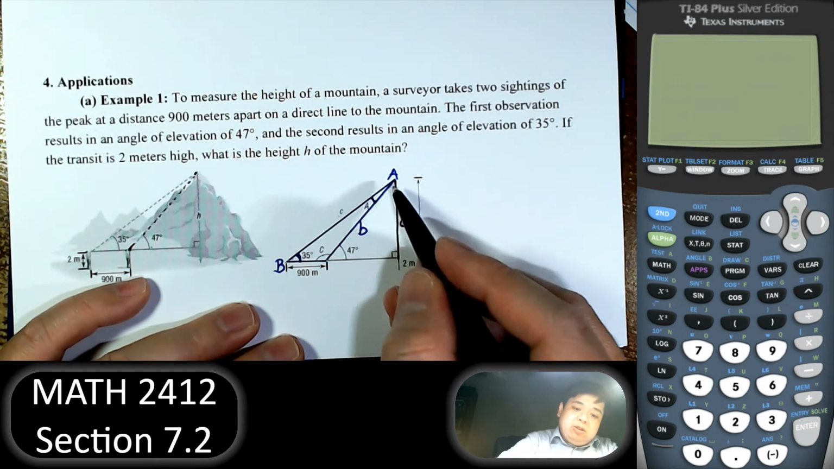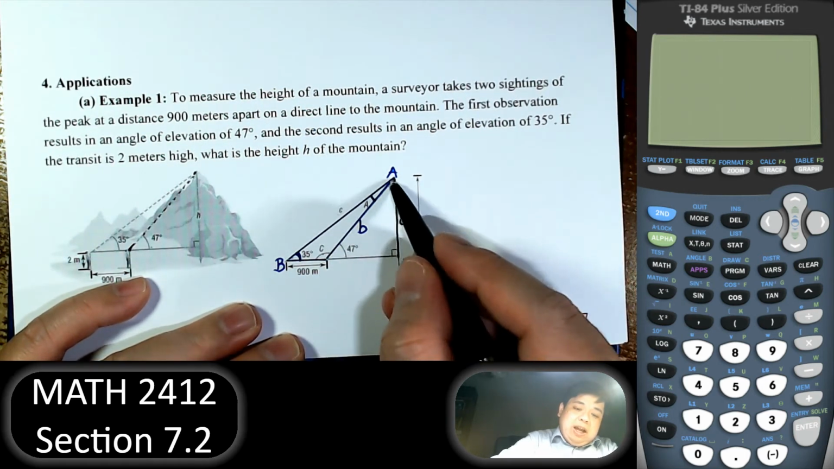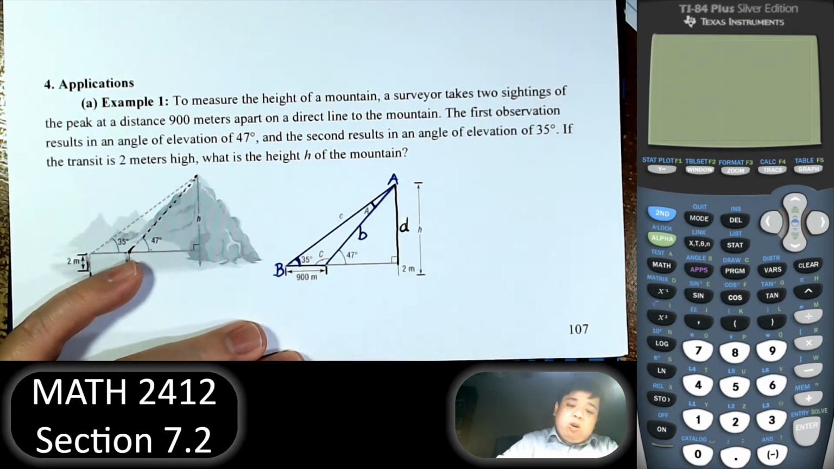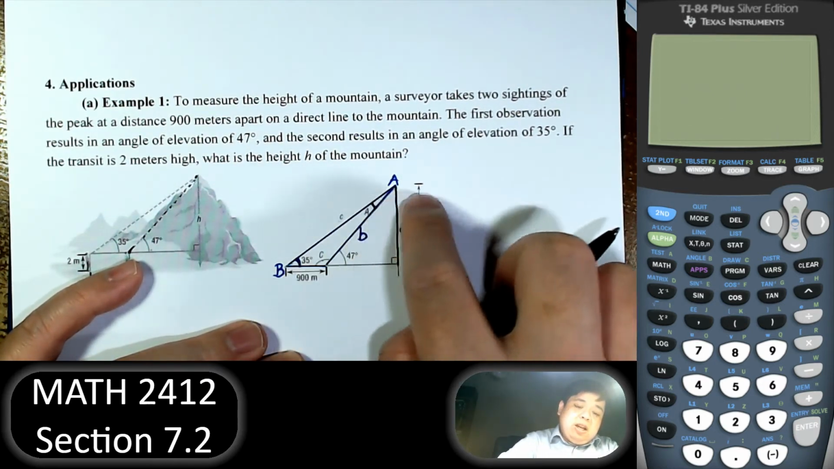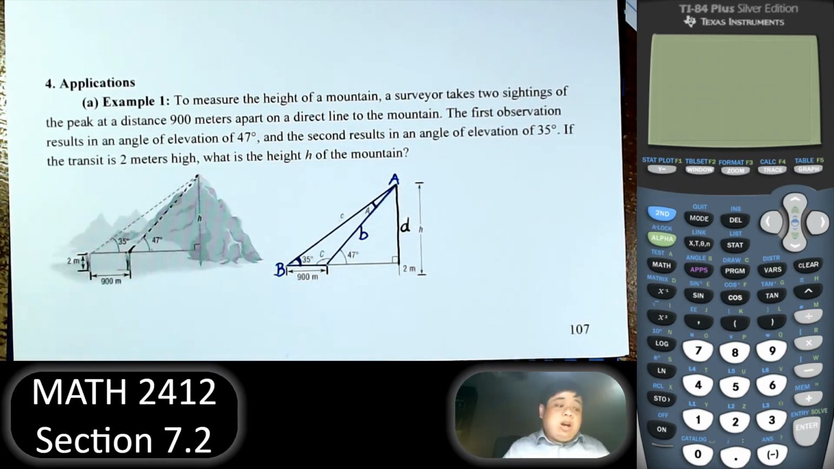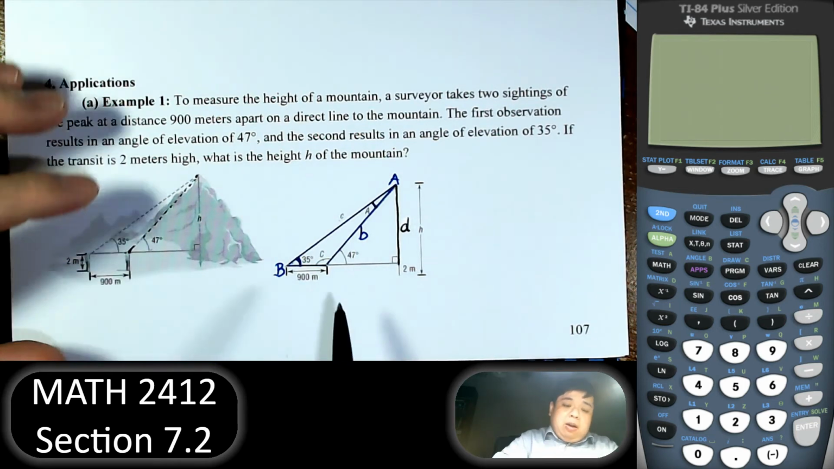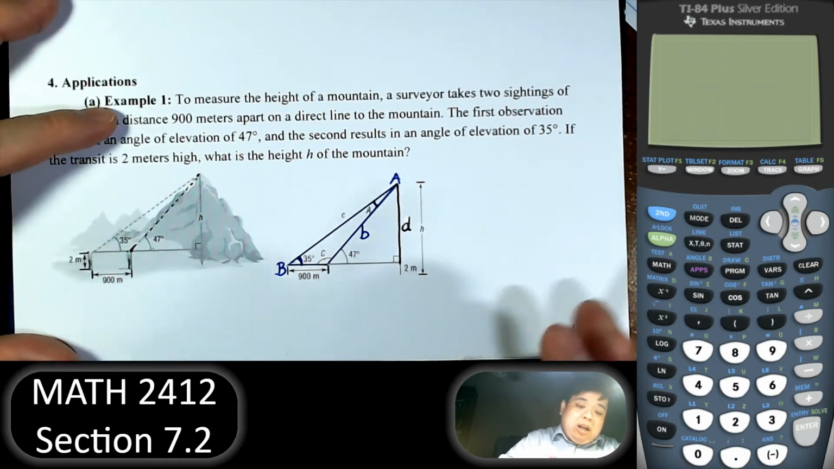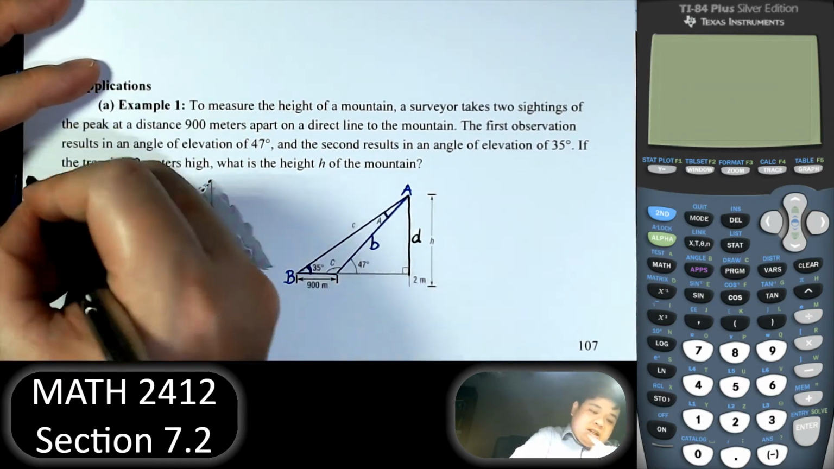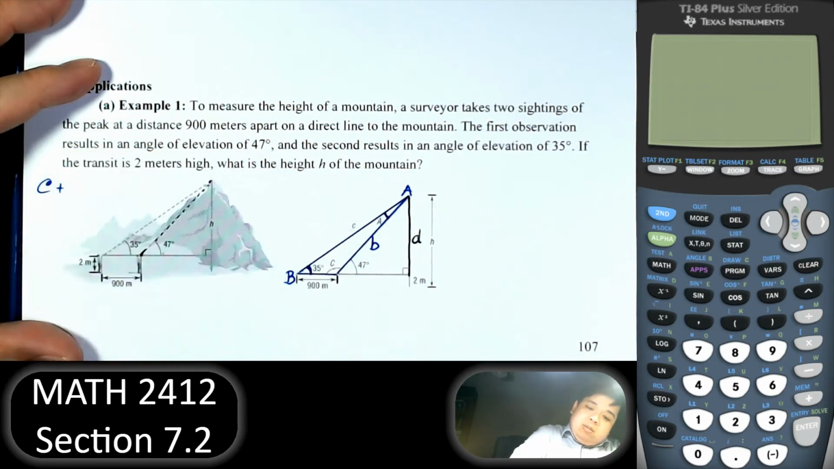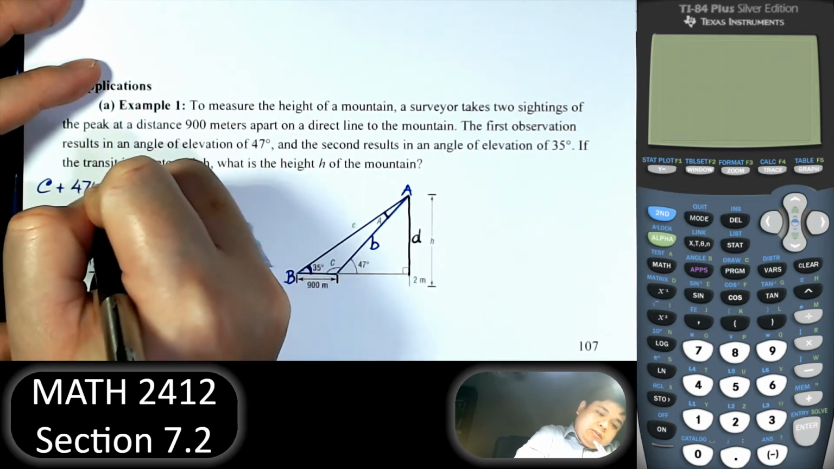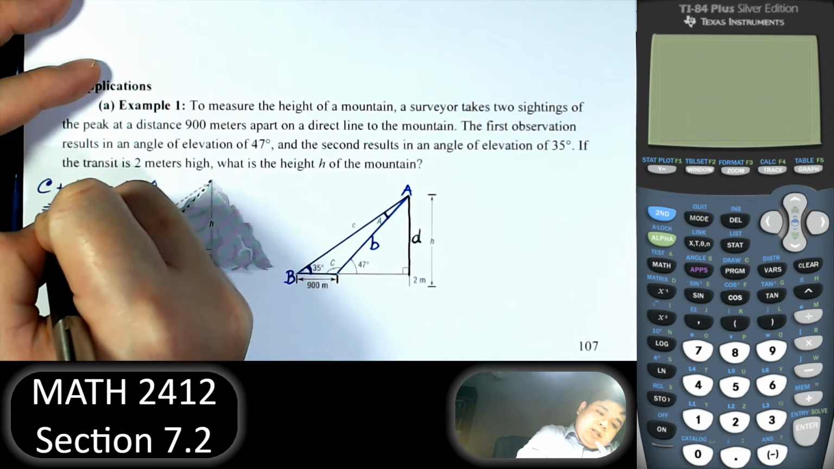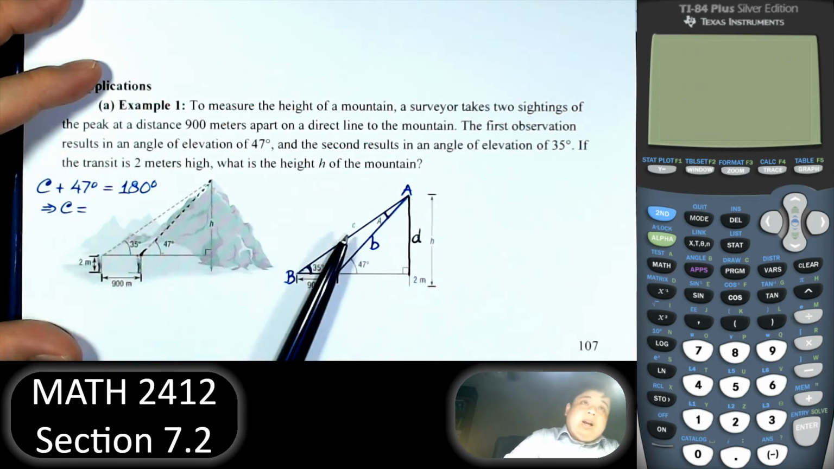This triangle, the right triangle, and the bigger right triangle. So there are 3 of them. But we focus on this triangle first, and then the other 2 right triangles later. Now, this angle C plus 47 degrees is 180 degrees. So we start with that. C plus 47 degrees is 180. So C equals 180 minus that.